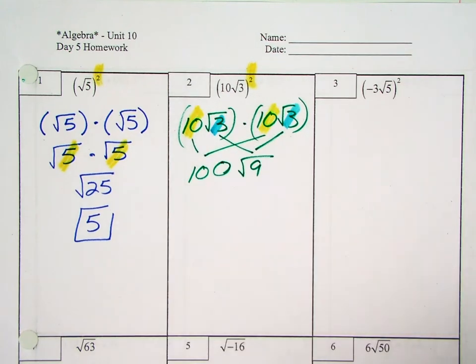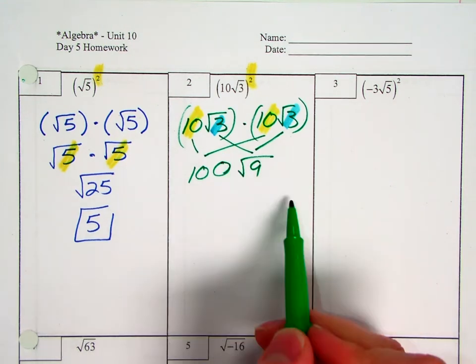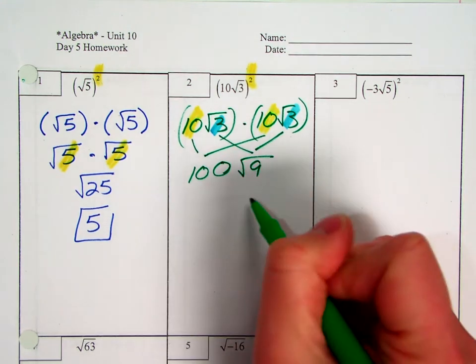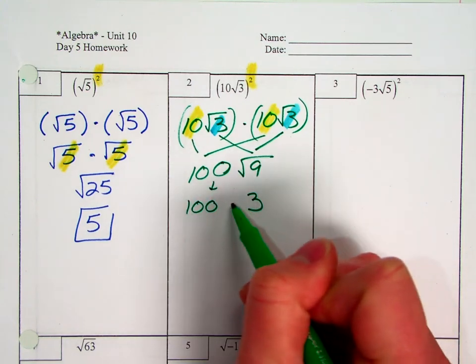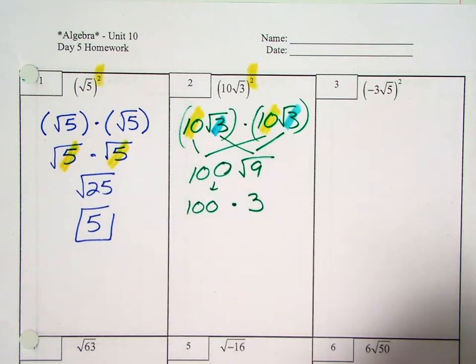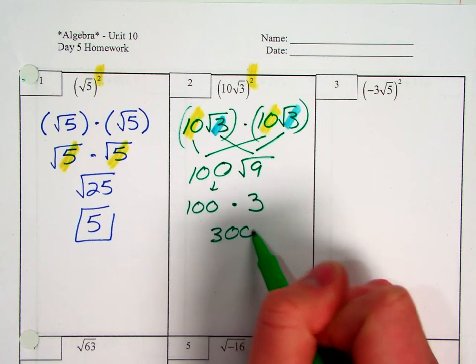So remember, with multiplication, you multiply everything. Everything on the outside gets multiplied together, and everything on the inside. And then we go back to the original stuff, which is simplifying. In this case, the square root of 9 is 3, and we bring down the 100 out front. Remember, since there's no symbol there, we put a multiplication symbol, so our final answer is 300.